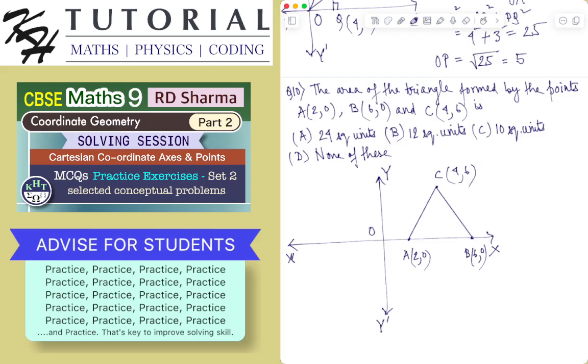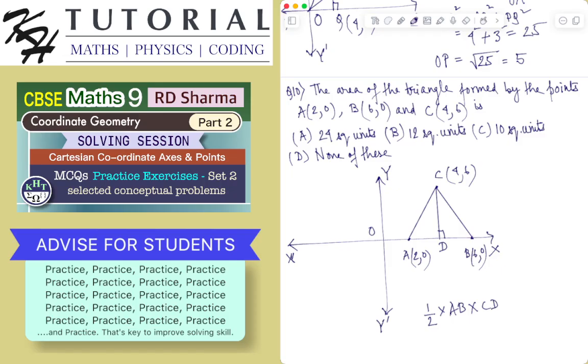Now you will notice that if I draw a perpendicular from the vertex C on the x-axis, let's say the foot of the perpendicular is D. What will be the length of CD? Then the area of the triangle will be half into AB into CD, where CD is the perpendicular drawn from the vertex C on the opposite side AB.